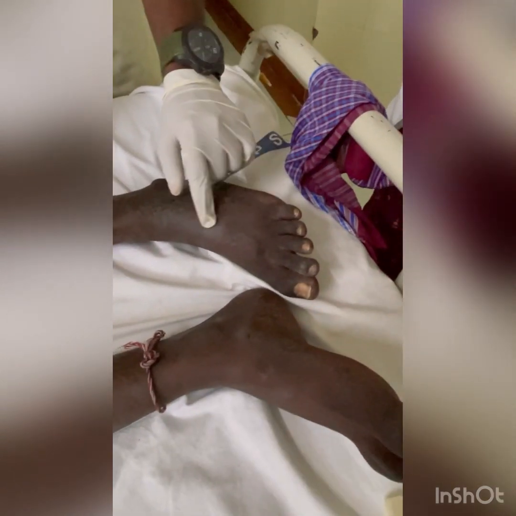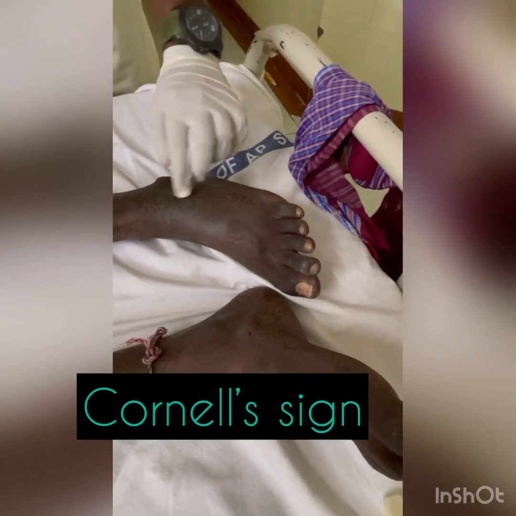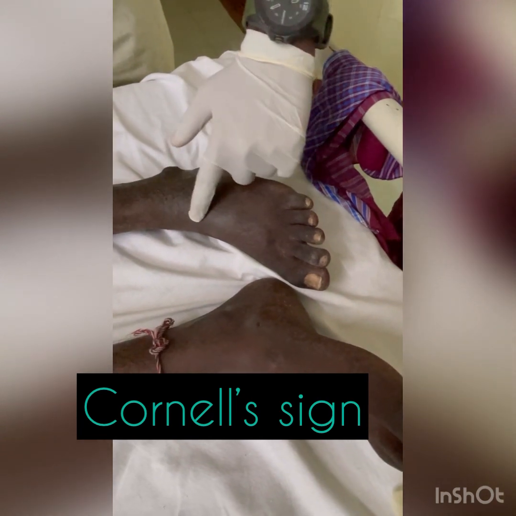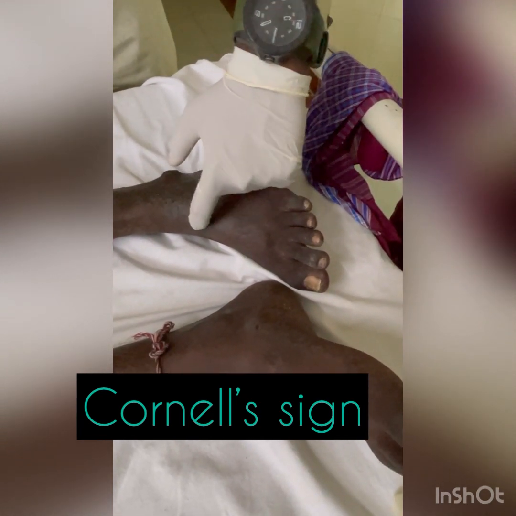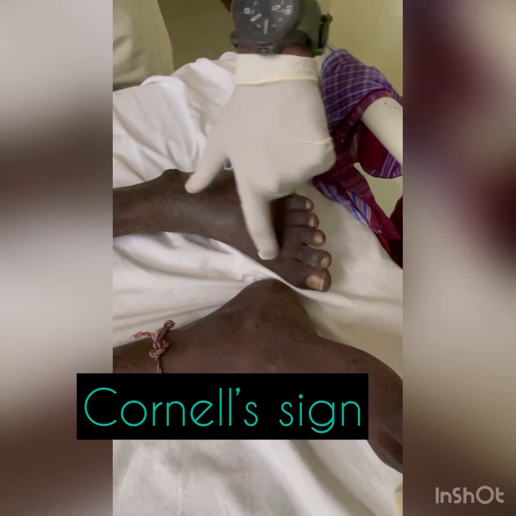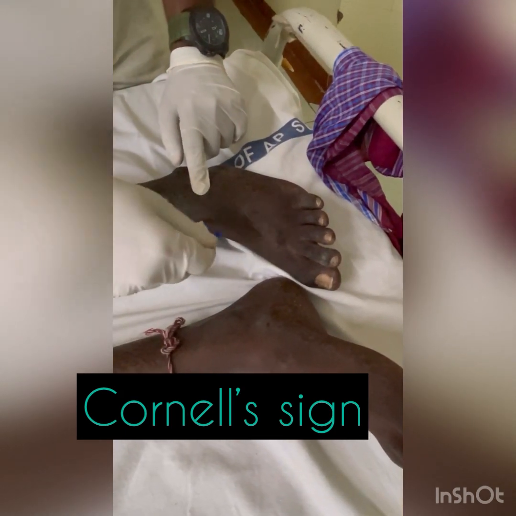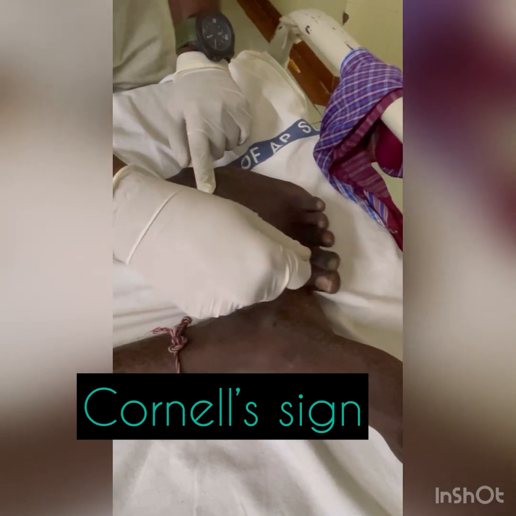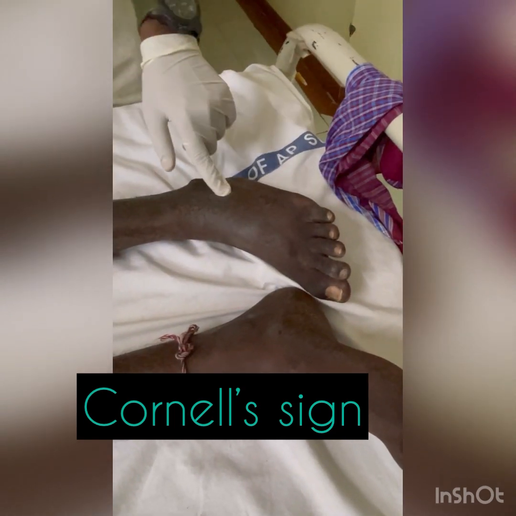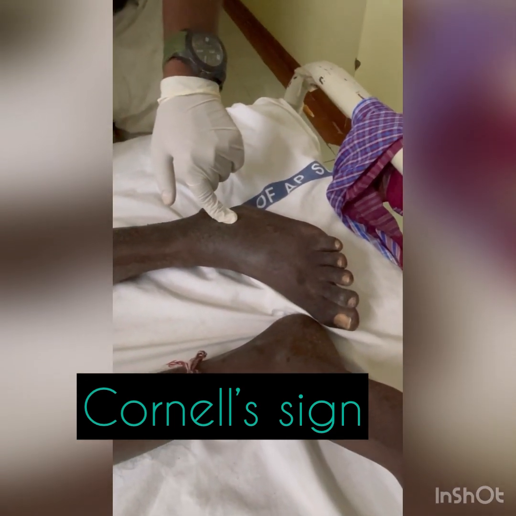Then Cornell sign. Cornell sign is stroking over the medial, inner aspect of the extensor hallucis longus tendon. A gentle stroke along the inner aspect of the extensor hallucis longus tendon elicits the plantar reflex.